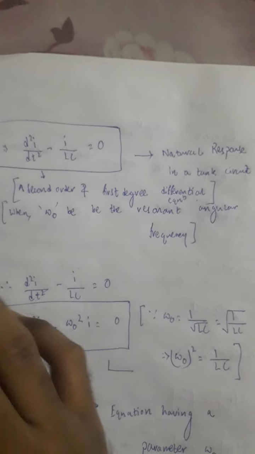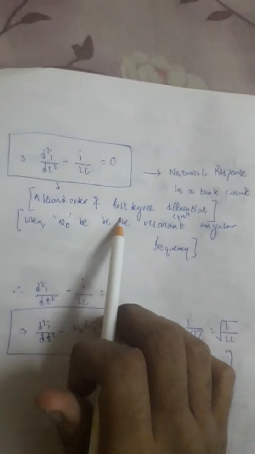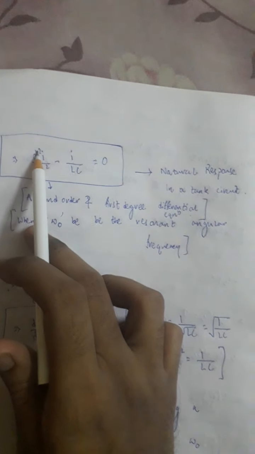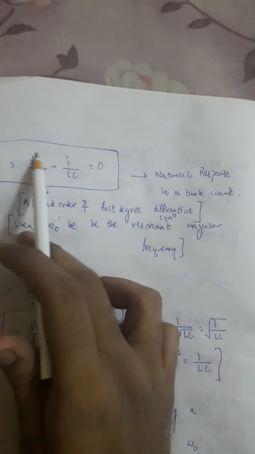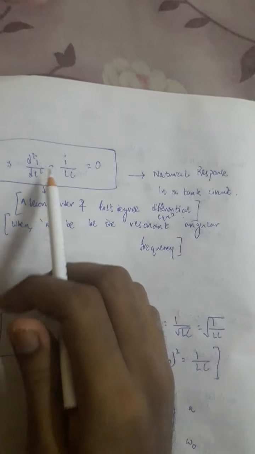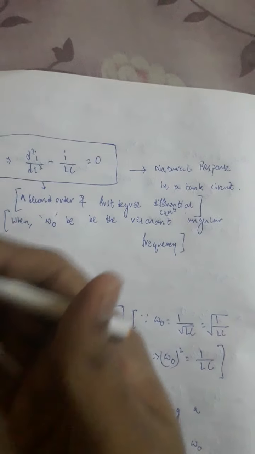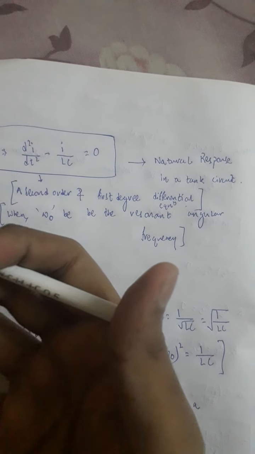And that's the main equation for the natural response occurring in an LC tank circuit. Okay, so this is a second order and first degree differential equation. You can see it very well that that's the second order, meaning the second time derivative.